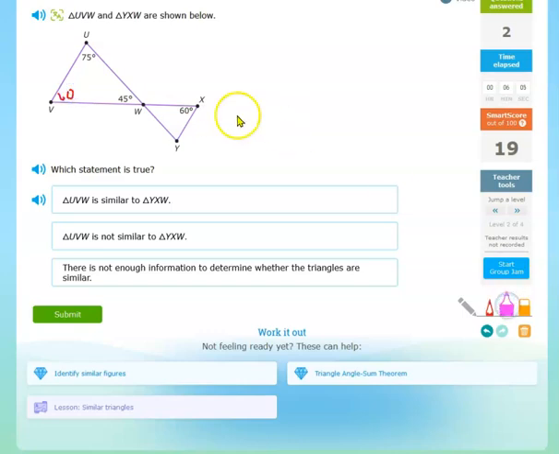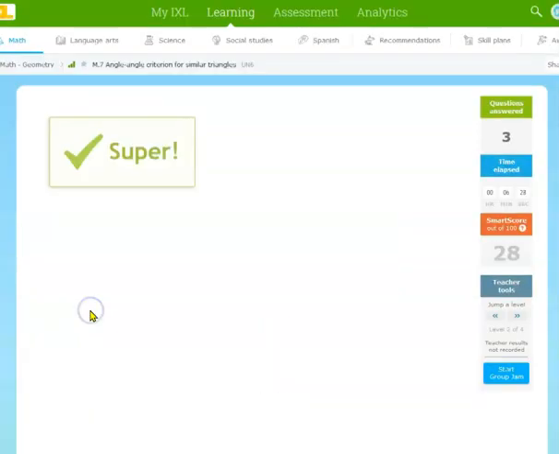So we do have a pair of matching angles. And I just said that I had already noticed something else, which is that this angle here is 45 because they are vertical angles, and that is our second pair of matching angles. So two of the angles are 60, two of the angles are 45. I don't need to check angle Y. It has to be 75. These are going to be similar.